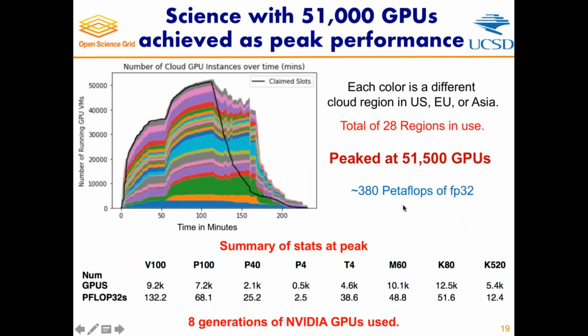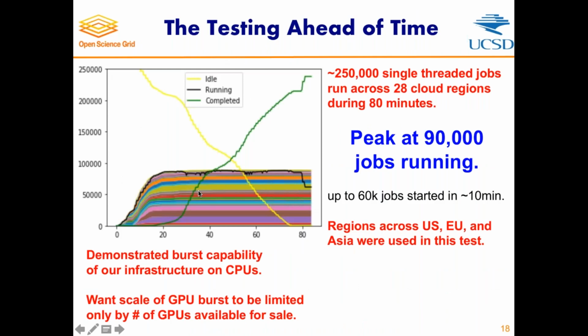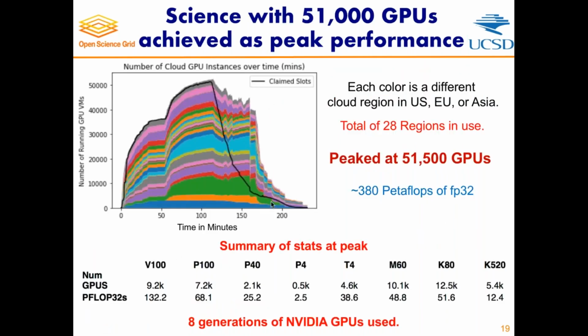This is the actual burst. The actual peak was 51,500 GPUs. We got them, and now these colors are the actual GPUs we bought in different regions. As you can see, if you compare, it didn't quite work out as planned, meaning there were some regions where we got a lot more than we expected. Overall, it is very diverse.